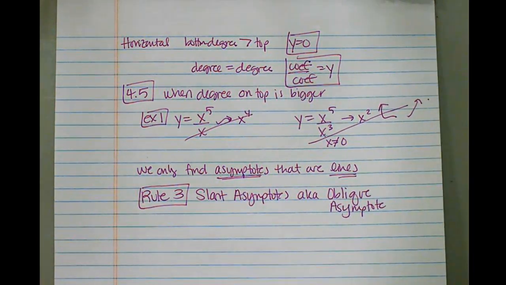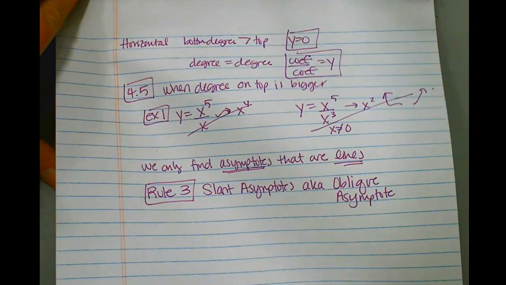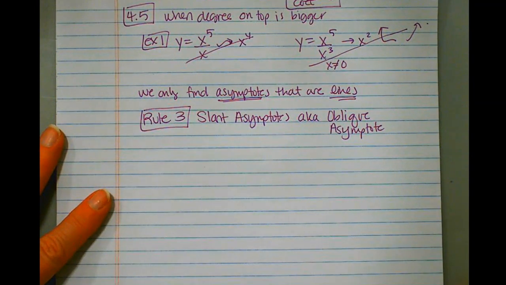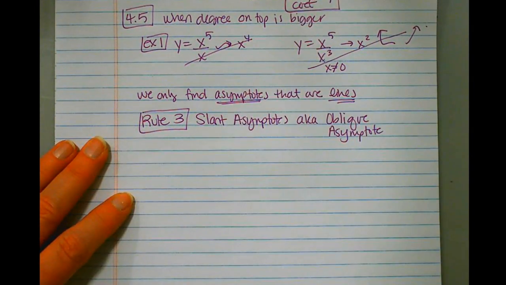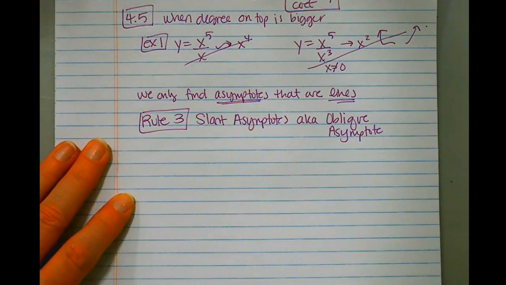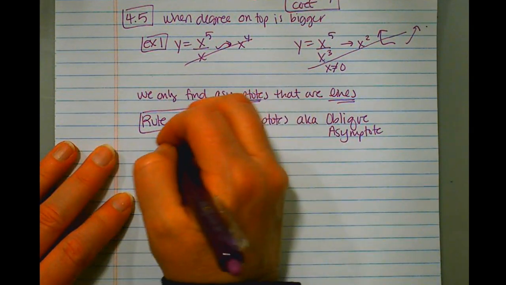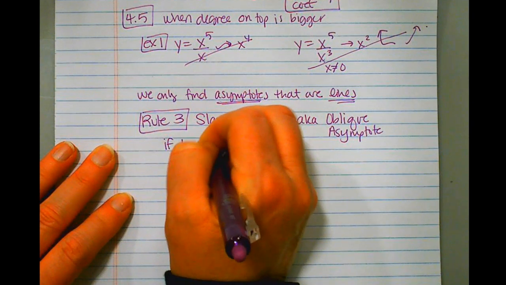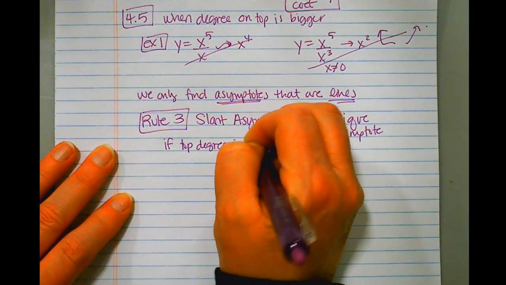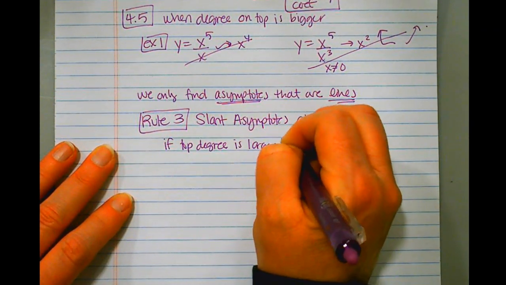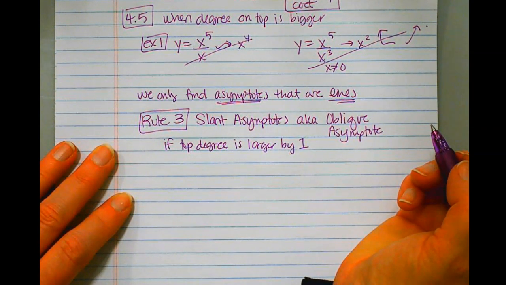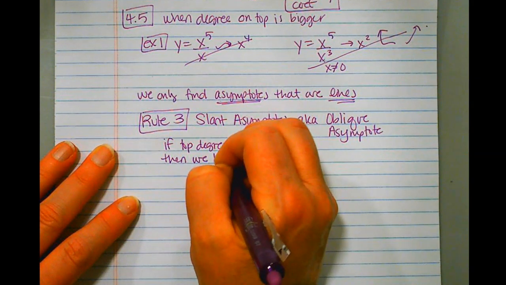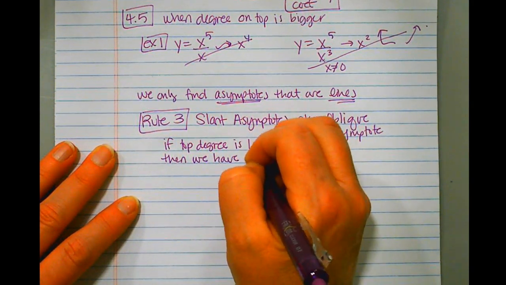But what does that mean? It means that when we compare the degrees, if it's bigger by 1, it'll be a slant asymptote. So rule 3 is if the top degree is larger by 1, then we have a slant asymptote.